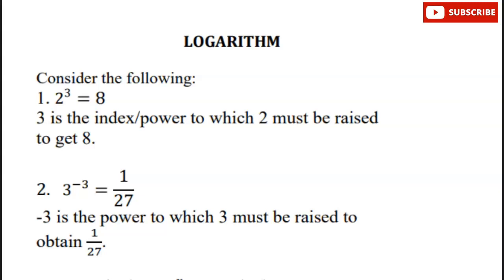Consider the following. The first one, 2 raised to the power 3 is equal to 8. What does this mean? It means that 3 is the index or power to which the base 2 must be raised to get 8. Is that okay? Okay, number 2. 3 to the power minus 3 is equal to 1 on 27. So it means that minus 3 is the power to which 3, which happens to be the base, must be raised to obtain 1 on 27.